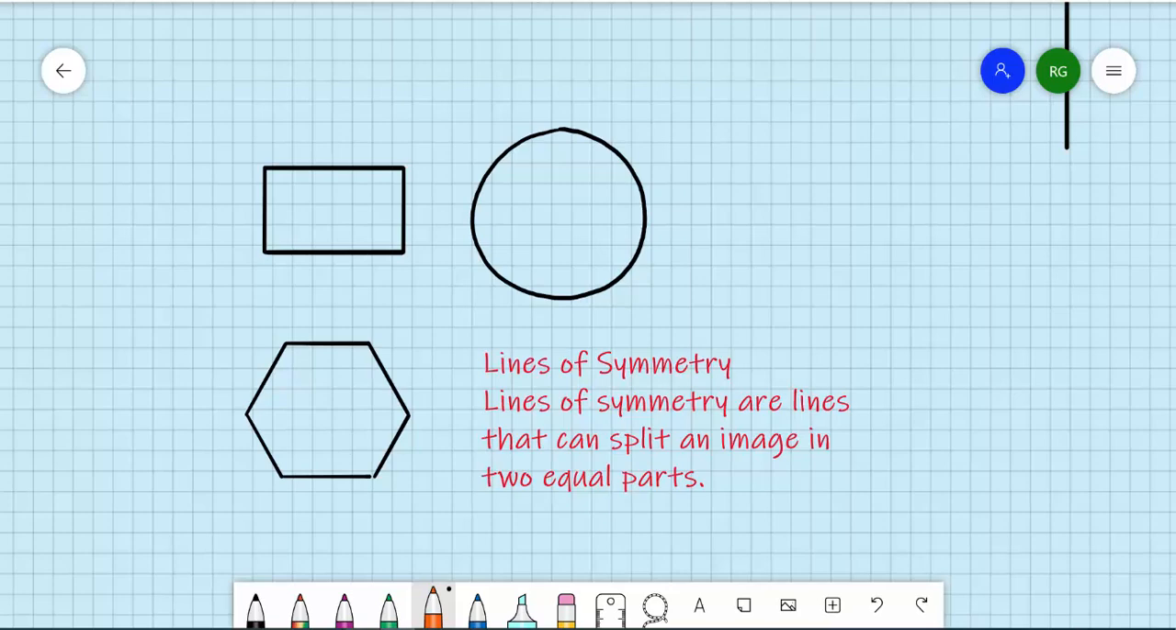Now in saying that, we're also looking at lines of symmetry. So you may have seen or heard of symmetry before. Lines of symmetry are lines that can split an image into 2 equal parts. So I've got just 3 images here. You can do it for anything.